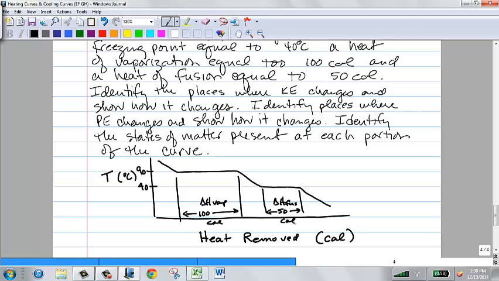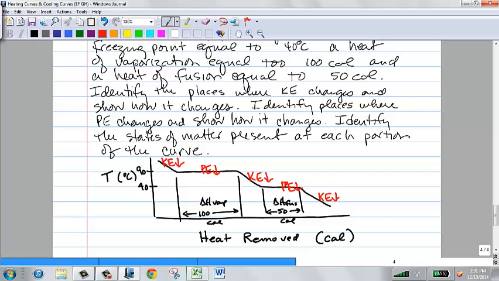Identify places where the kinetic energy changes and how it changes. So anytime there's a temperature drop, there's going to be a kinetic energy drop. And anytime there's bonds forming, there's going to be a potential energy drop. Identify places where potential energy changes and show how it changes. So bonds are forming here, so potential energy is dropping.